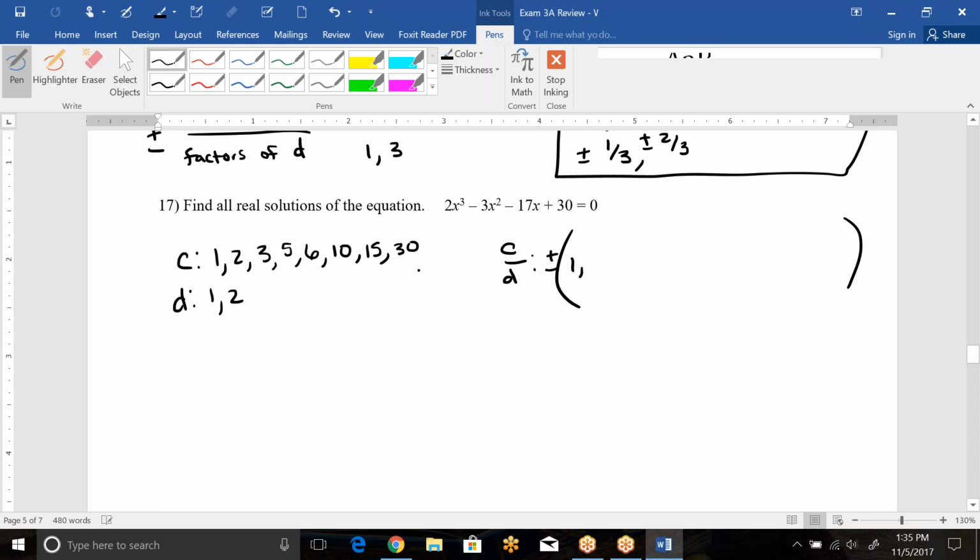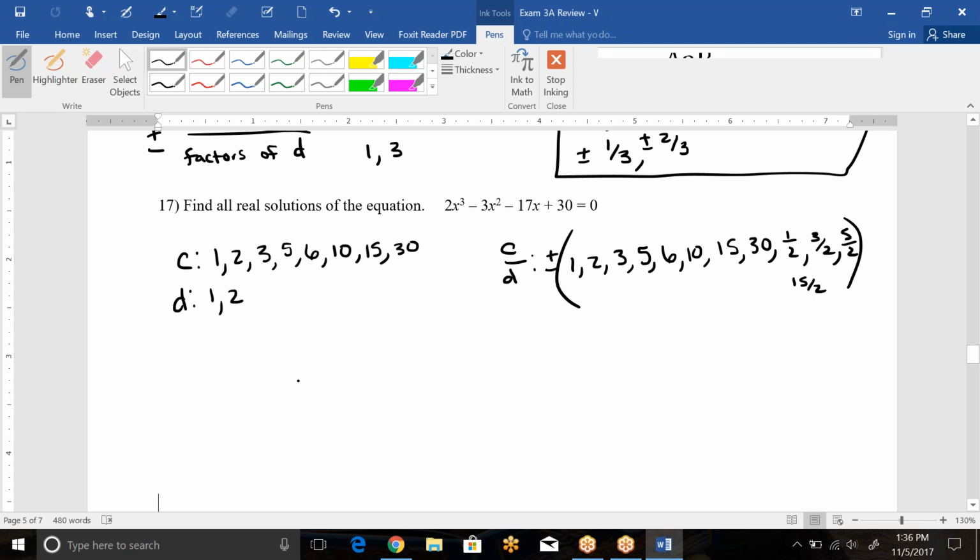So this would be 1 over 1, 2 over 1, 3 over 1, 5 over 1, 6 over 1, 10 over 1, 15 over 1, 30 over 1. Then we do our other part. 1 over 2 is new, 2 over 2 is 1, 3 over 2 is new, 5 over 2 is new, 6 over 2 is 3, 10 over 2 is 5, 15 over 2 is new, and then 30 over 2 is 15. So notice the plus or minus is in front of all of these.